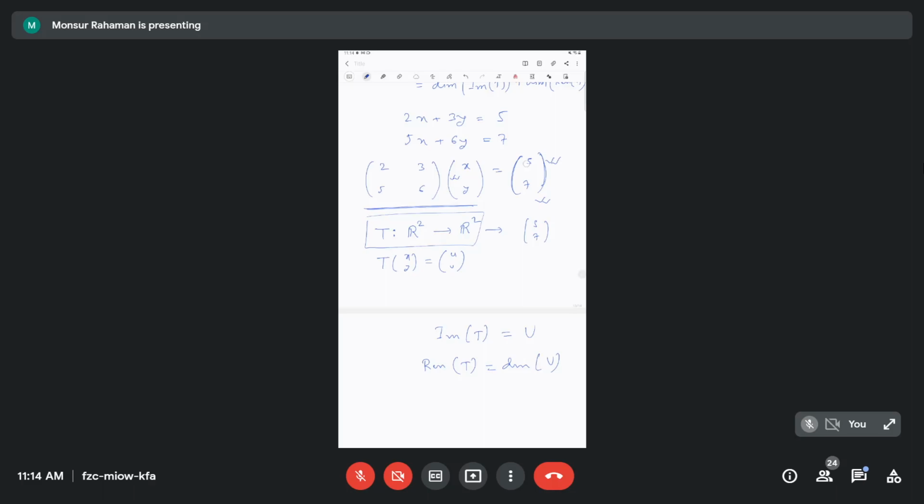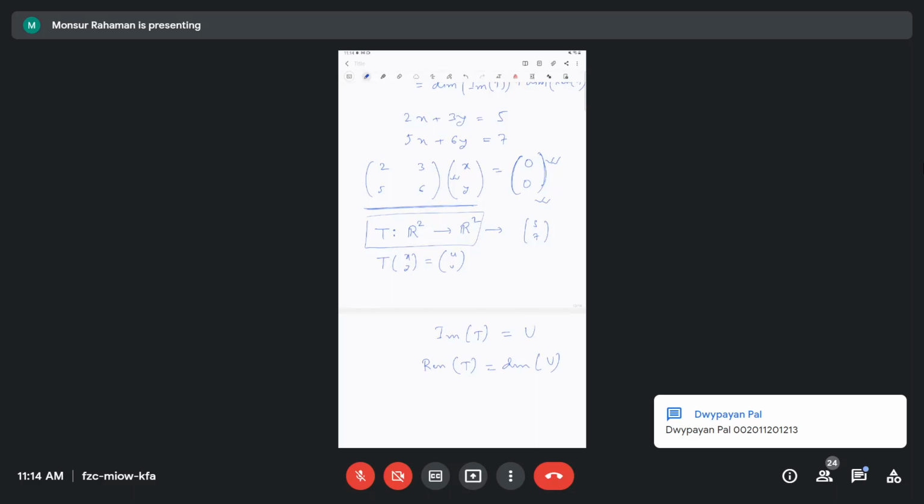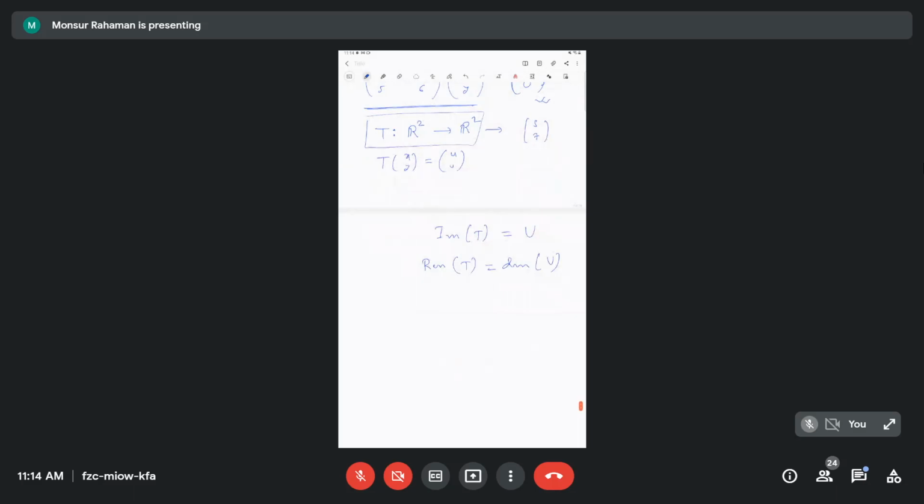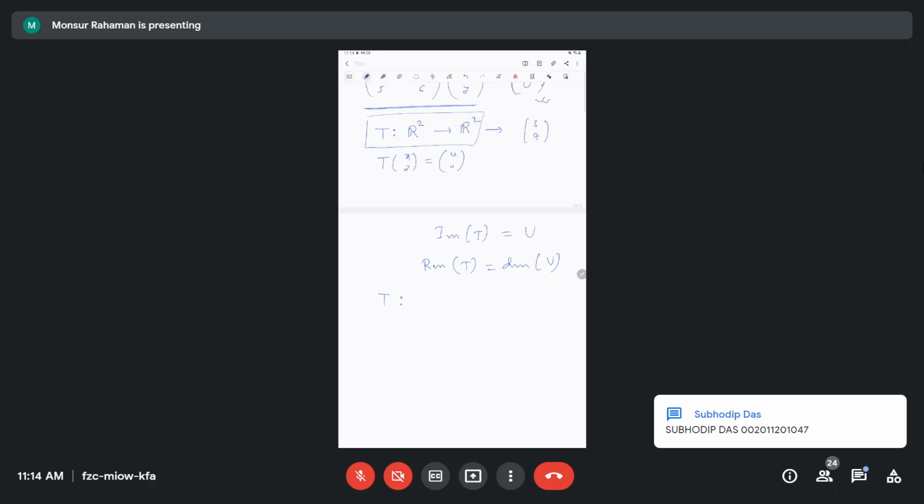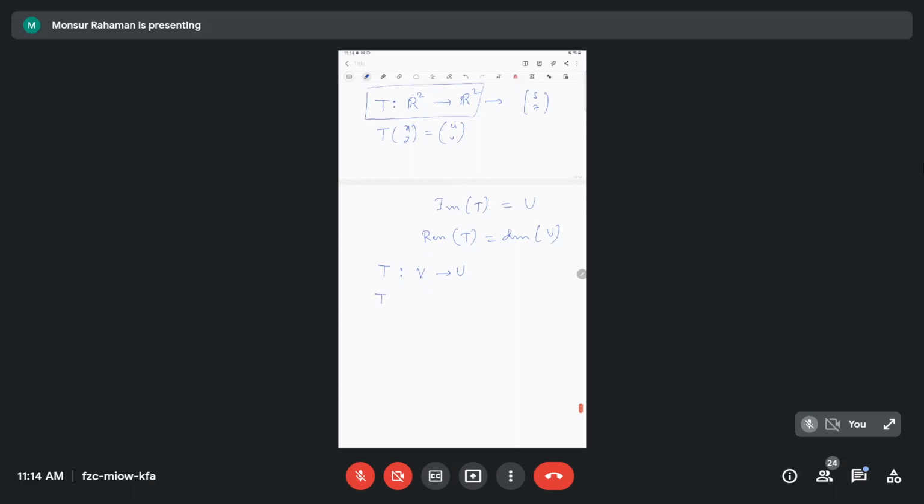And for the homogeneous equation, T(x) = 0, you know there is always a solution, which is 0. But what you need to find is whether there is any other non-zero solution. Maybe or maybe not. So this is kernel T and image T. There is a definition: T is a linear transformation from V to U, and I have already told you that its transpose is defined as U star to V star.